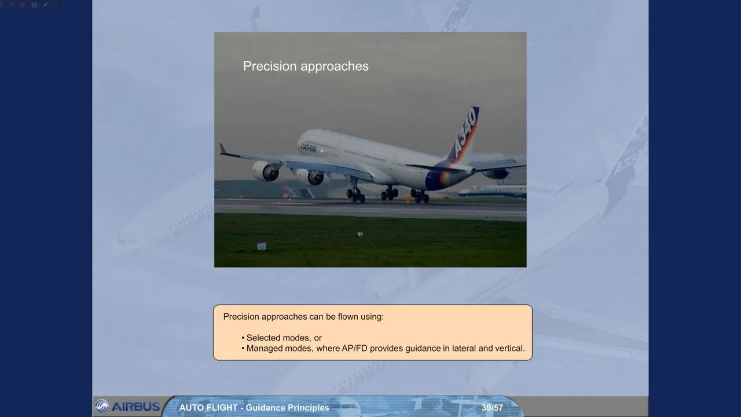Precision approaches can be flown using selected modes or managed modes, where autopilot flight director provides guidance in lateral and vertical.